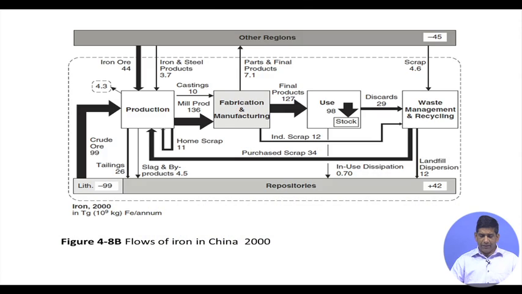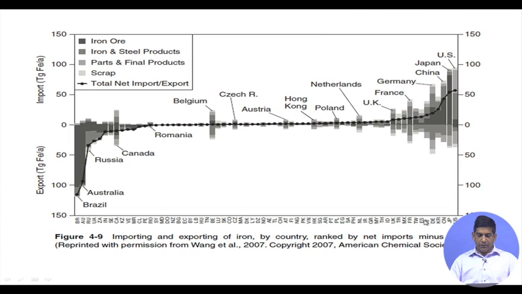Same thing. Now if you look at the China example, China we know is a booming economy. Again you see China is also importing some iron and steel products. It is also exporting things. It is also sending some scraps overseas. And of course it's taking things from the repository and also putting some things into the repository in terms of the slag, byproducts, landfill disposal and all that.